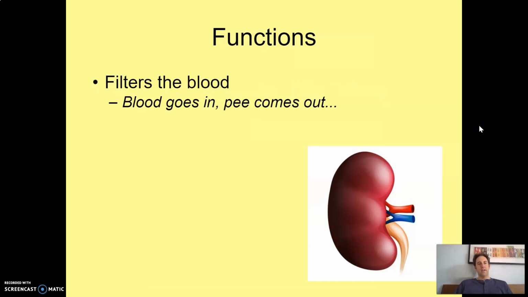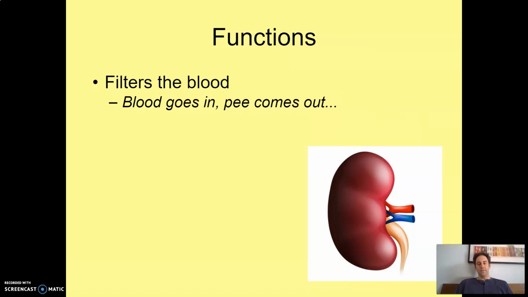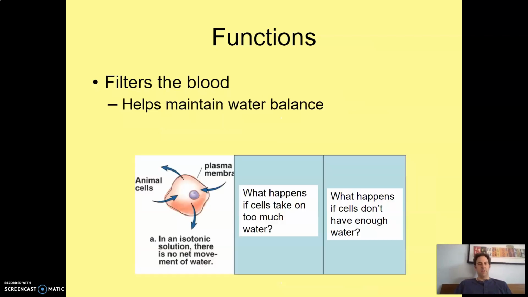So the way the kidney works is that it filters the blood to produce urine. So blood goes in, and you can see the renal artery. That's the one that goes to the kidney. Blood goes in, the kidney filters it, and then good stuff comes back out and stays in the bloodstream, while bad stuff enters this tube called the ureter and ultimately becomes urine. So the goal really of the urinary system, performed mainly by the kidney here, is to just filter the blood and get rid of waste. So think of it like a little coffee filter or a filter in general. It removes unneeded materials and retains needed materials in the blood.